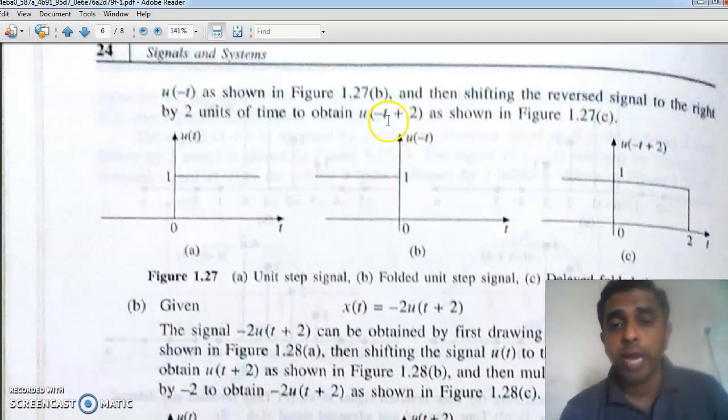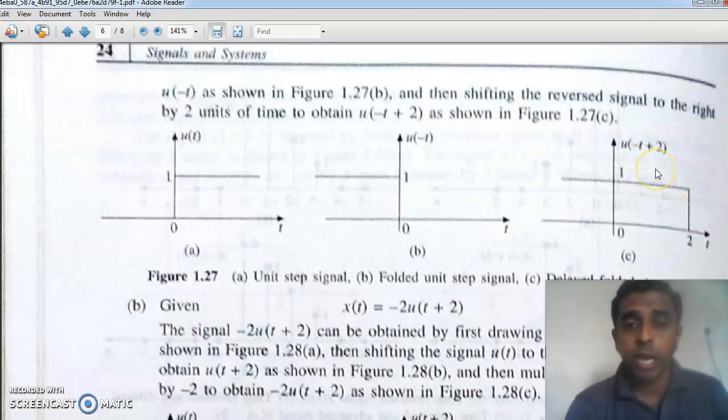And what is u of minus t plus 2? This signal starts at the point where the argument is equated to 0, that is minus t plus 2 is equal to 0, that is minus t is equal to minus 2, that is t is equal to 2. So this signal starts at 2 here. Now the signal u of minus t plus 2 is this one. So that is the signal that we have to plot.